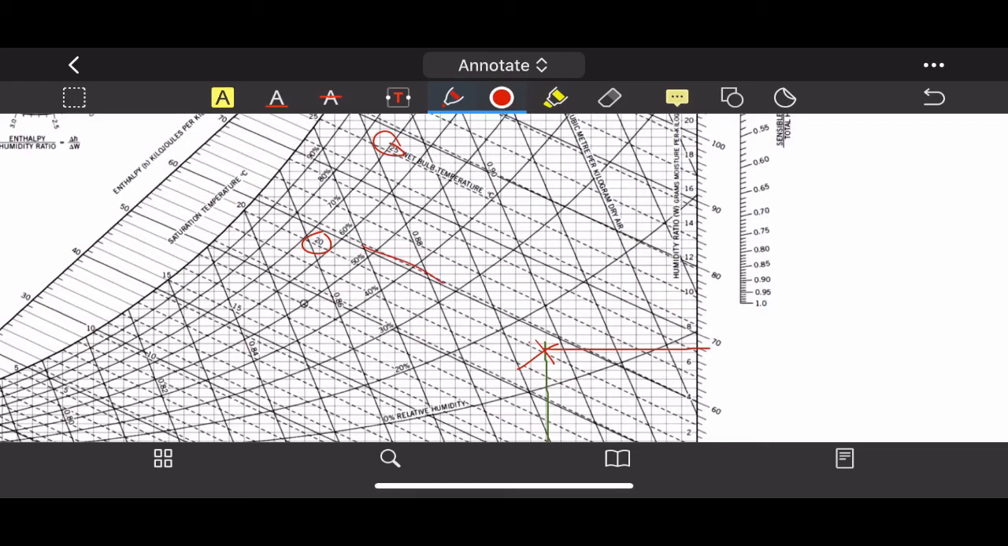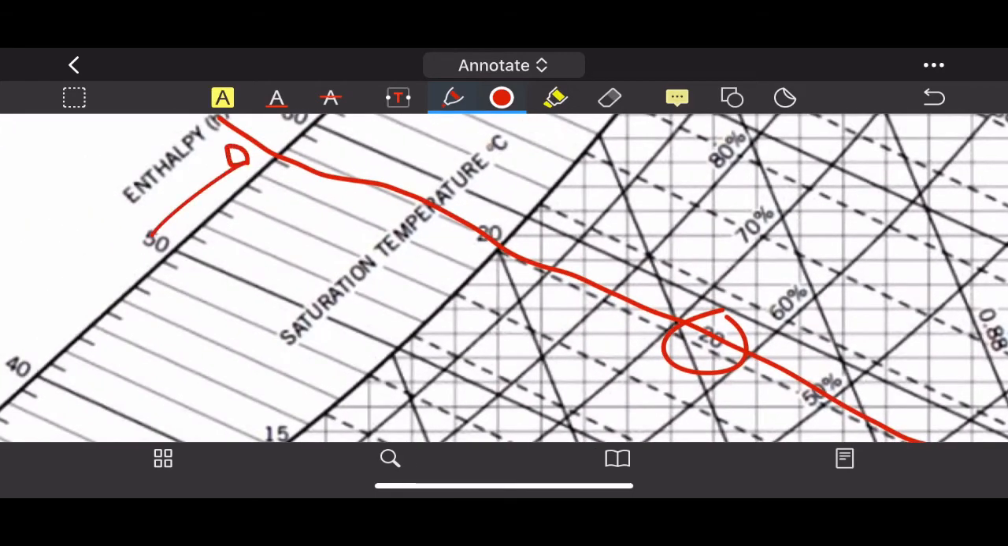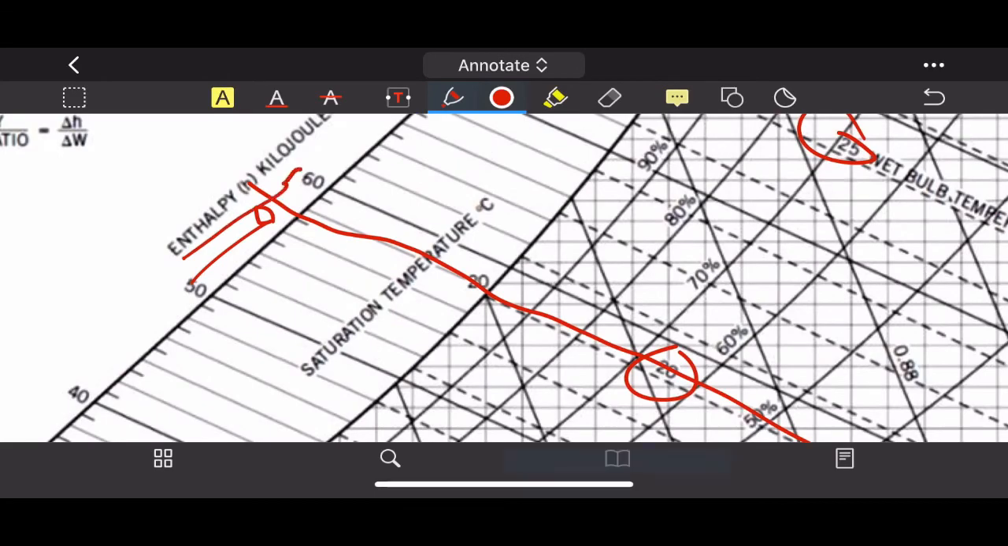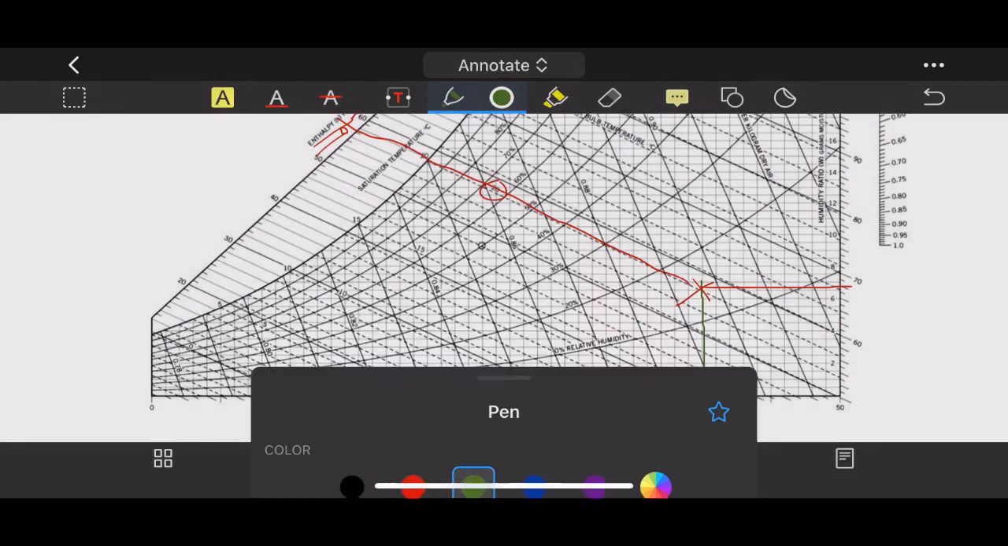So this line is enthalpy. On the answer there is 56.7 kilojoule per kilogram of dry air. You can use your ruler to find the distance between this and this. Okay, this and that. And next, we need to find the dew point temperature, which brings you to the right side of this.